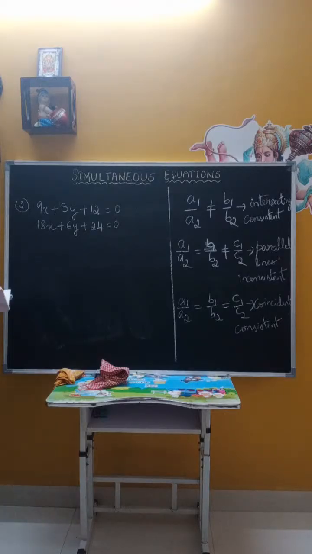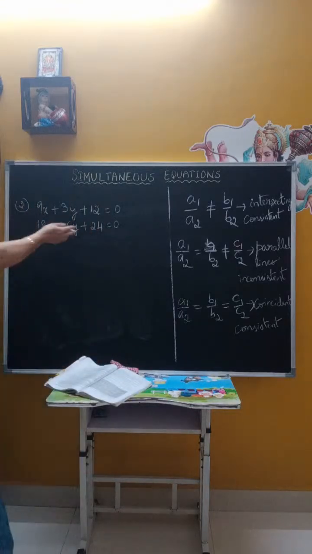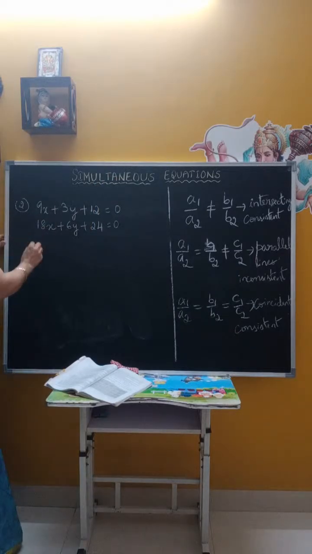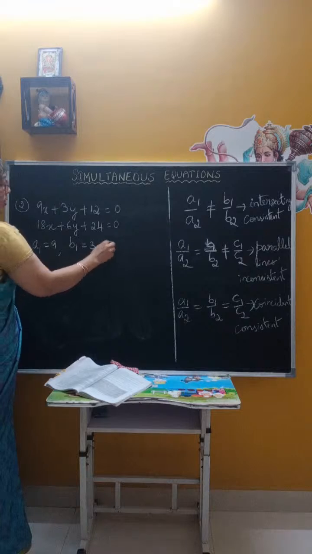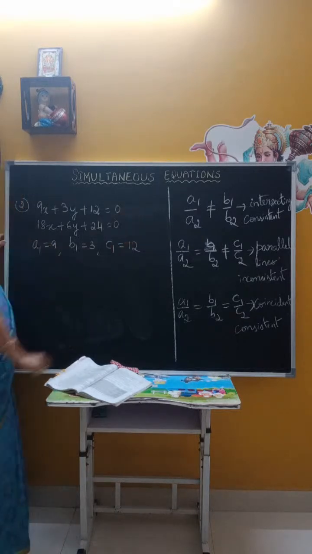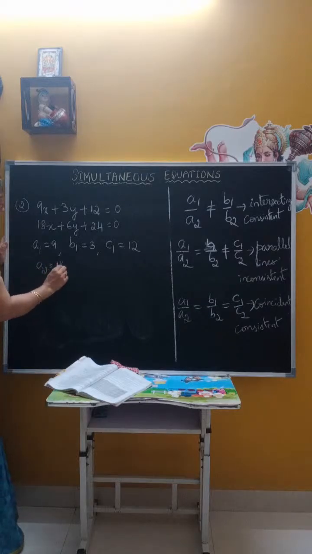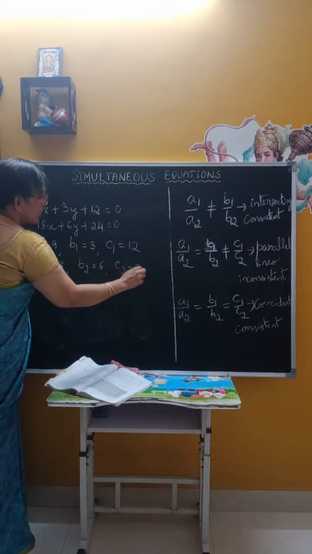Now let us continue with the problem. Let us find the coefficients of this now. What is the coefficient of x in the first equation? That is a1 is 9 and b1 is equal to 3 and c1 is equal to 12. In the second equation, it is of the form a2x plus b2y plus c2. So a2 is equal to 18, b2 is equal to 6 and c2 is equal to 24.